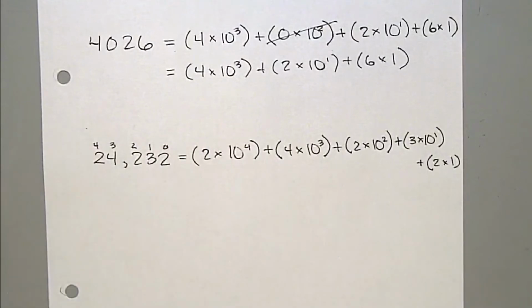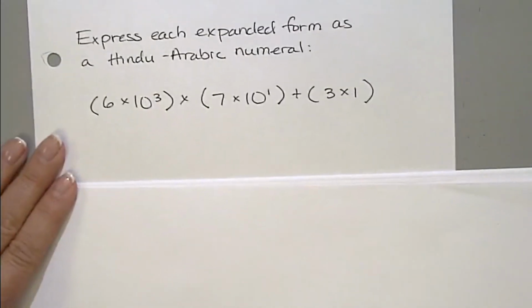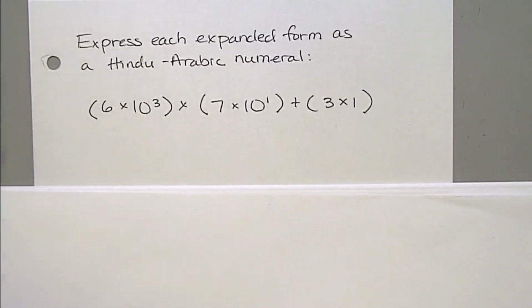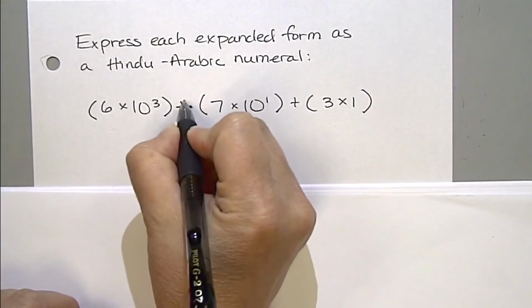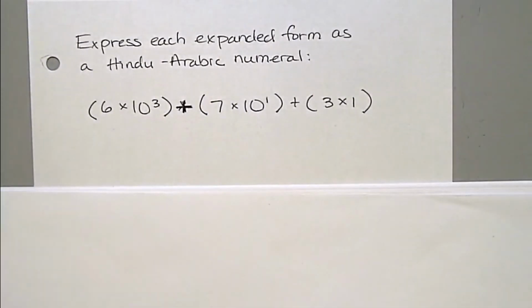So then you're also going to have to go in the other direction and express each expanded form as a Hindu-Arabic numeral. And I got a little typo here. This should be a plus sign. But in other words, they want you to take 6 times 10 to the third plus 7 times 10 to the first plus 3 times 1, and they want you to multiply it all out and add it together to figure out what numeral that is actually representing.